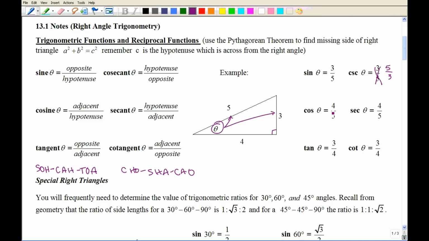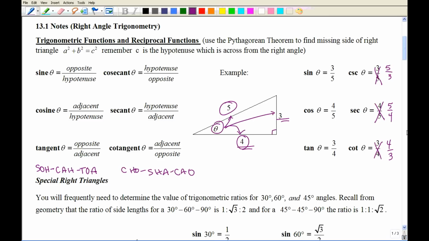Okay. Cosine. So cosine is adjacent over the hypotenuse. We'll have 4/5, which means secant will be 5/4. And then tangent will be opposite over adjacent. Here the opposite of theta is 3 over adjacent, which is 4. So we have 3 divided by 4. Then cotangent would be 4/3. So sorry about those mistakes, but make sure you have those written down for your corrections.